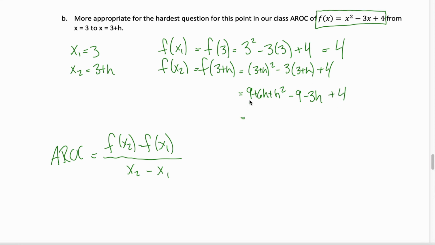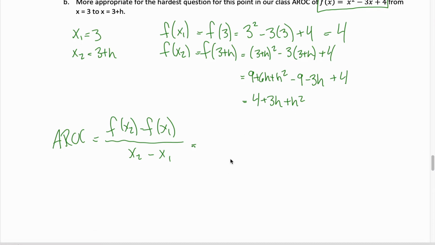And then combine like terms. I got 9 minus 9 plus 4, so it sounds like I got a 4. I got 6h minus 3h, so I guess I have 3h, and then I have this h squared. f of x2 simplifies to 4 plus 3h plus h squared. Now that I have x1, x2, f of x1, and f of x2, I can go plug those into this average rate of change formula.